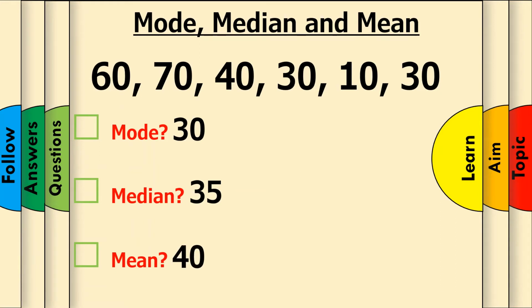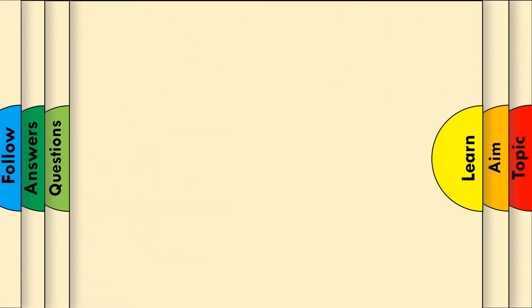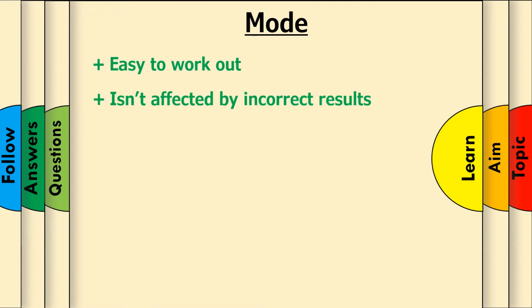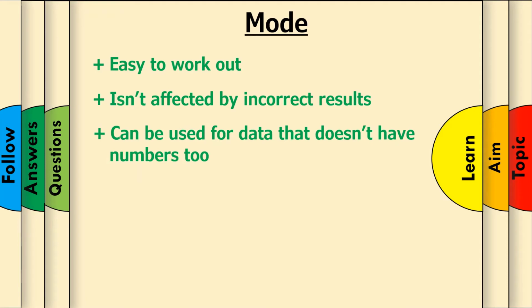First, the positives of the mode. It's easy to work out as it doesn't involve any hard calculations and can just be found by counting. Another positive is that it isn't affected by incorrect results. For example, let's say you were doing a science experiment and for one of the readings you incorrectly recorded it. The mode of your results won't be affected by this one incorrect result, so we can draw correct conclusions. The final positive is that it can be used for data that doesn't have numbers. For example, you could find the mode number of fruits in a bowl.